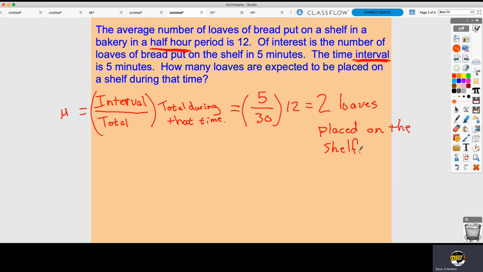All right, so another equation. You just got to know how to use it. Okay, any questions there?